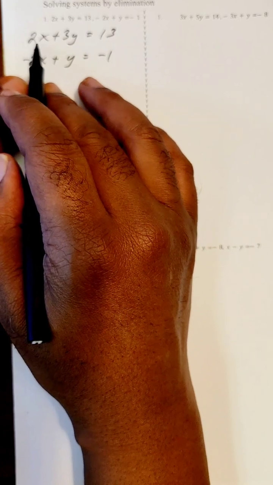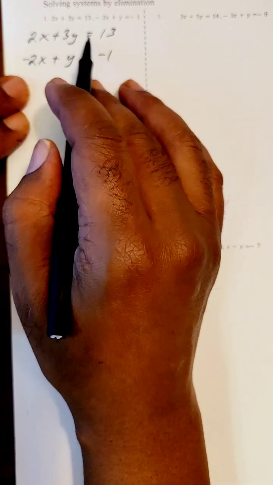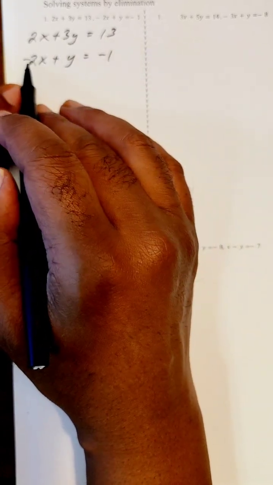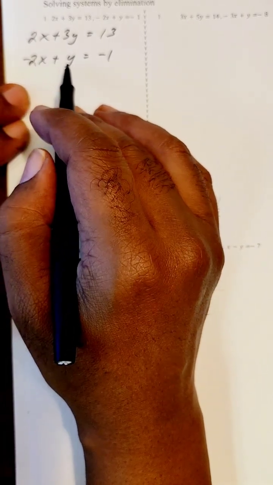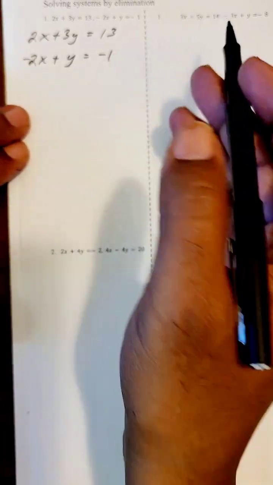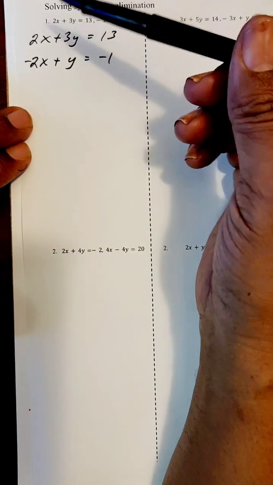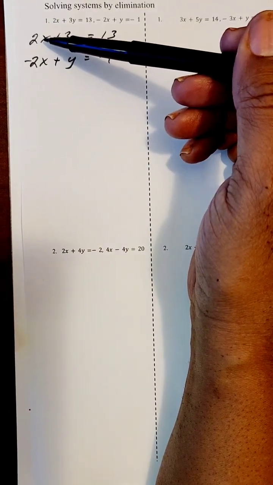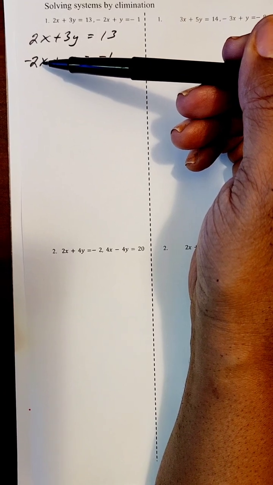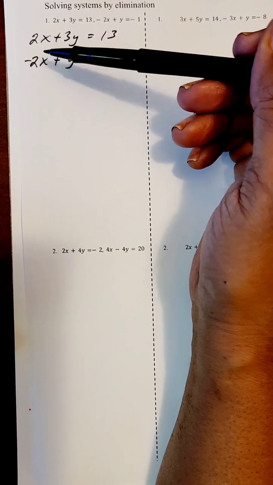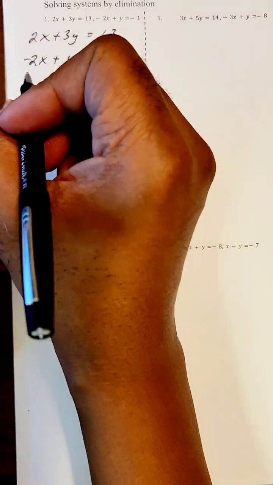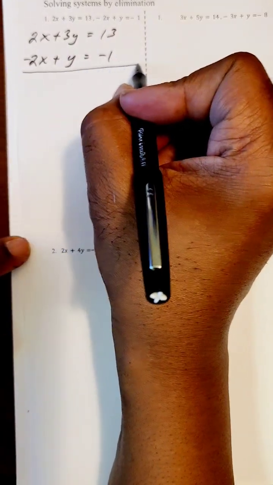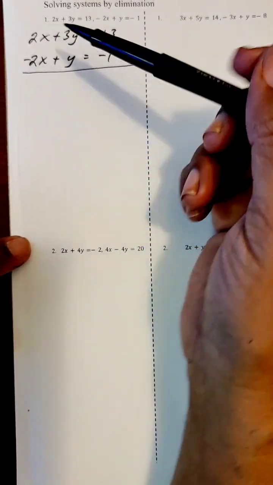So 2 times a number and then 3 times another number will give you 13. But if you multiply negative 2 times the first number and then add the second number, it will give you negative 1. Well, to solve these by elimination, we need additive inverses, and we have them. We have a positive 2x here and a negative 2x there. So those are additive inverses, which is just what we need. And we can go ahead and combine both equations, and we will get elimination.